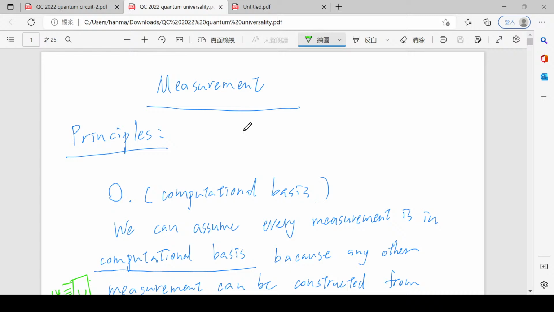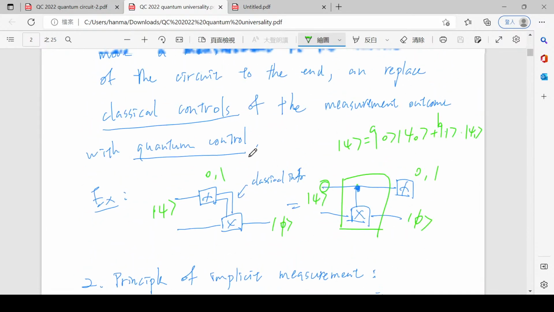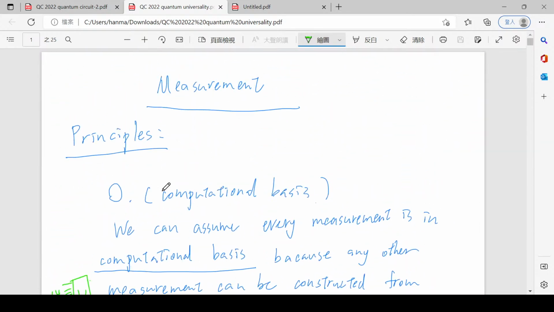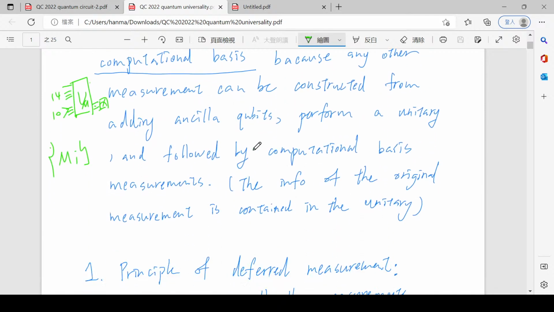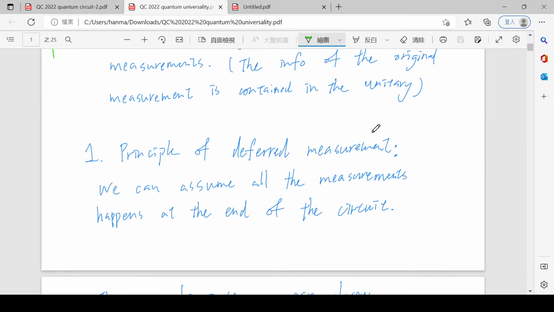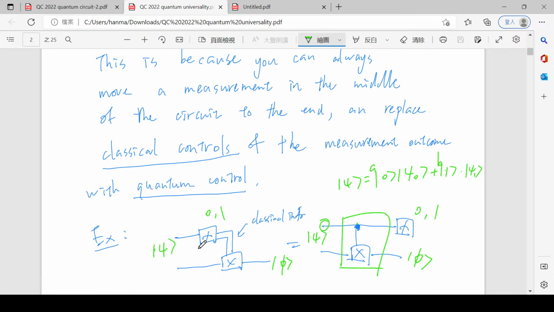we start with something that's not quite about universality, but more principles on the quantum circuit model. There are those 3 principles on quantum measurement. The first one is that the measurement we do is always in the computational basis. And then the actual first one is the principle of deferred measurement, where all the measurements can be pushed to the end of the circuit.